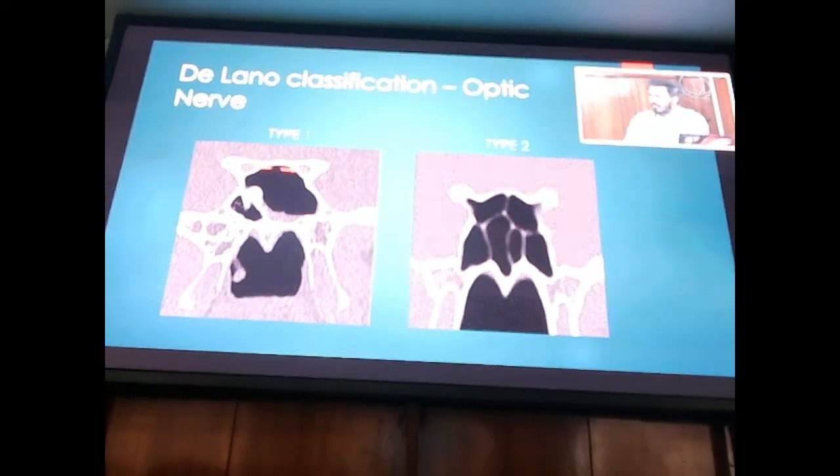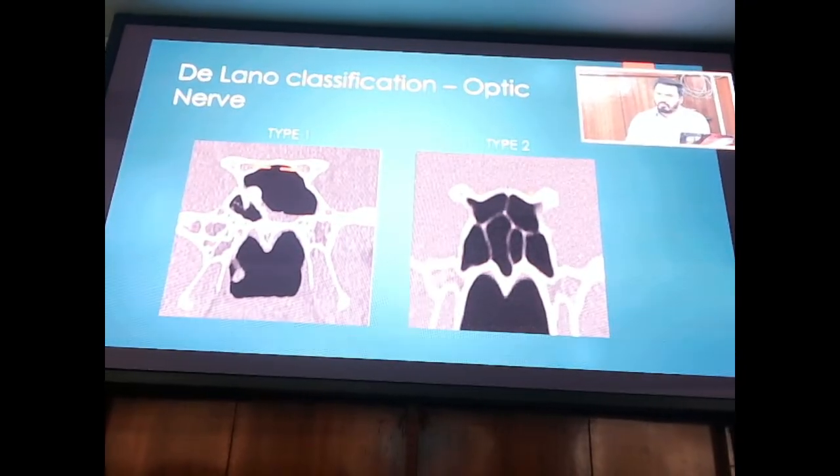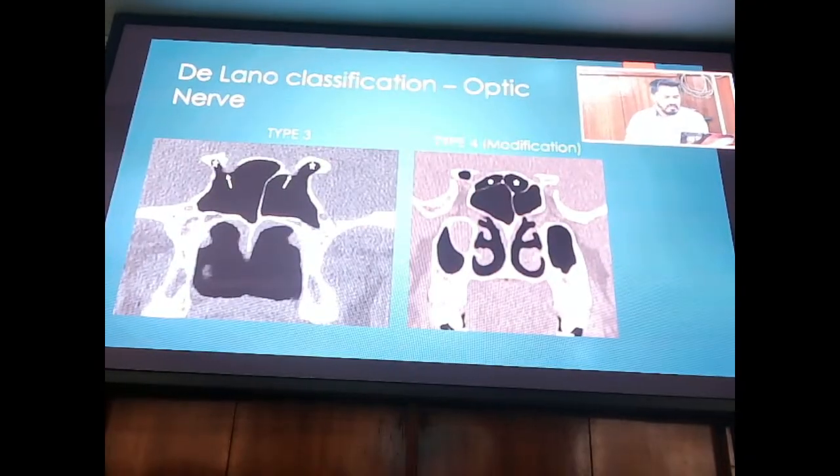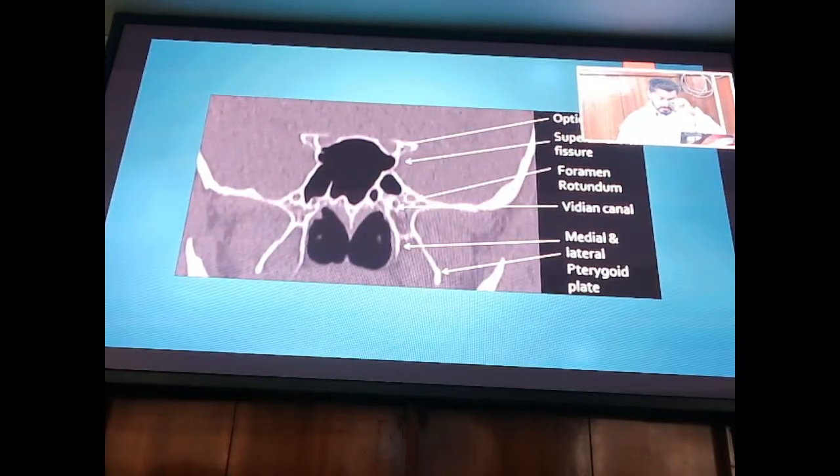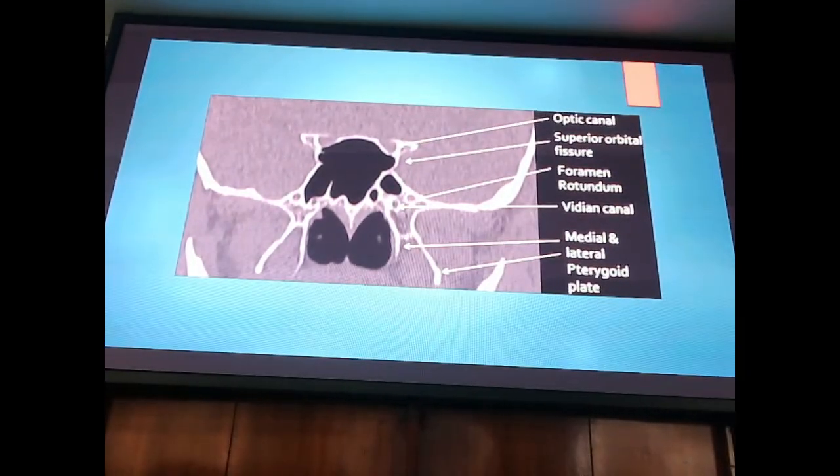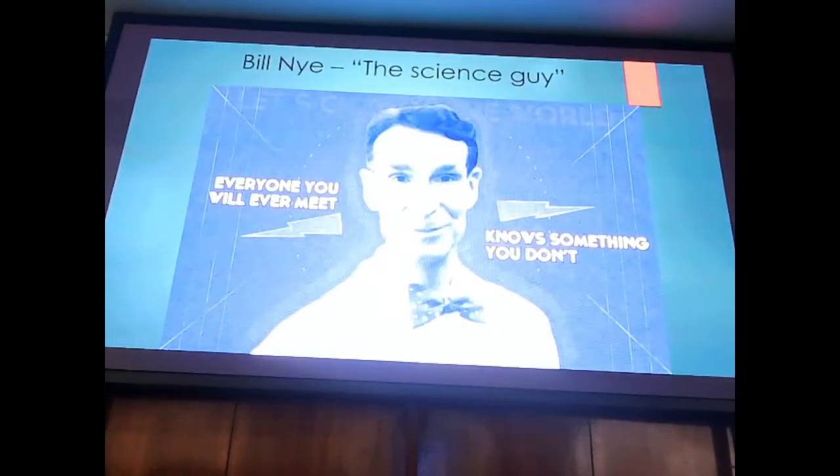And we also know about the Delano classification of the nerve, whether it is completely covered by bone or partially covered by bone. We all know it, so I won't go into too much detail. So this one slide is showing you all the important structures that you need to see: the optic nerve, the superior orbital fissure, rotundum, vidian canal, and the medial and lateral pterygoid plates with the interpterygoid fossa.